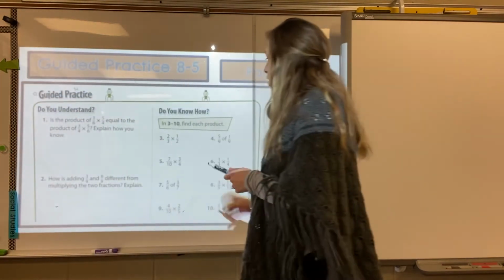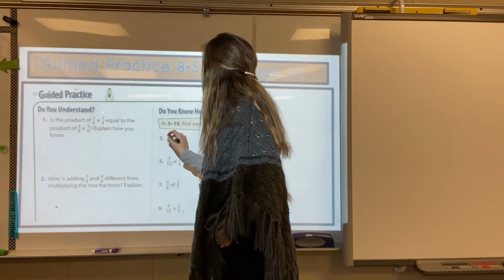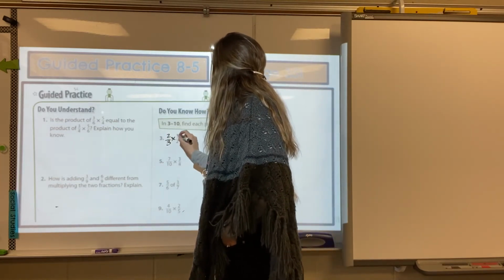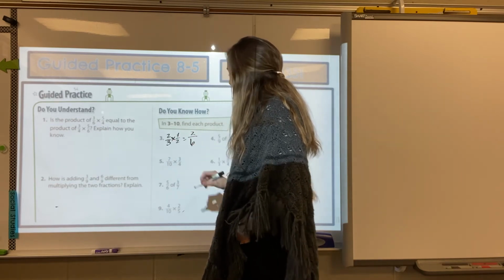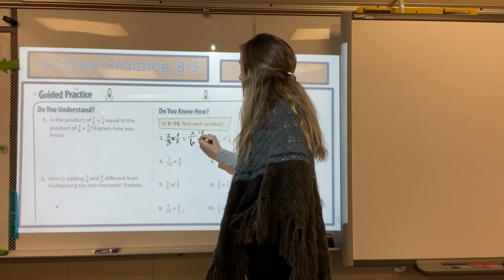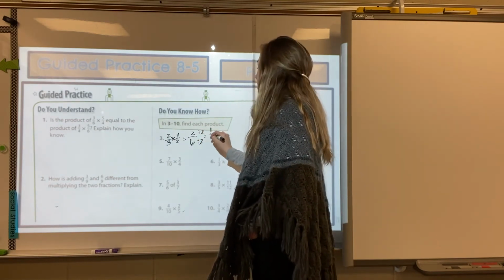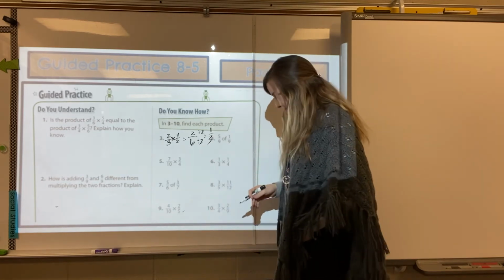Let's go ahead and try a couple of these guys. Number 3 says 2/3 times 1/2. Well, 2 times 1 is 2. 3 times 2 is 6. Now, got to simplify. They're both even. That means they're divisible by 2. If I do 2 divided by 2, I get 1. 6 divided by 2 is 3, so 1/3.